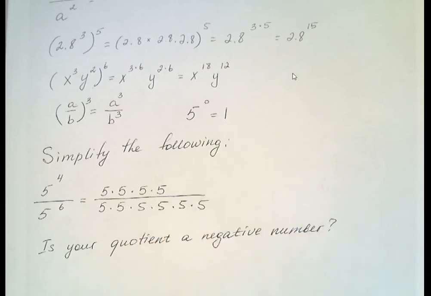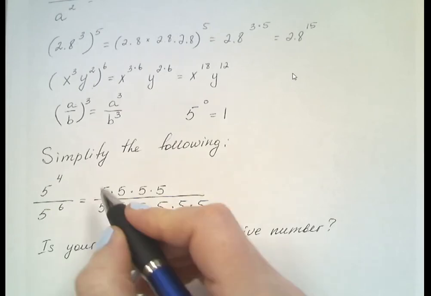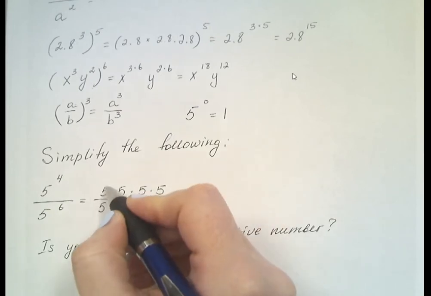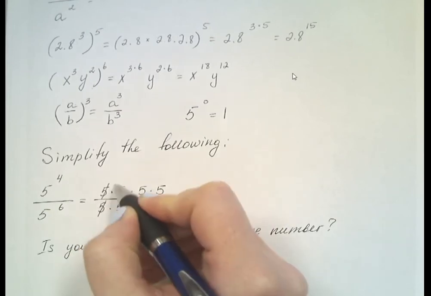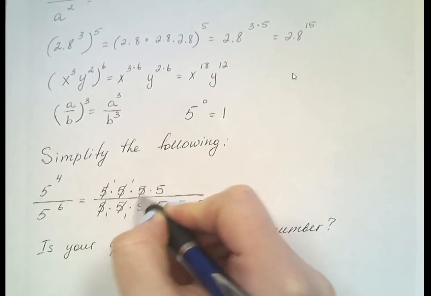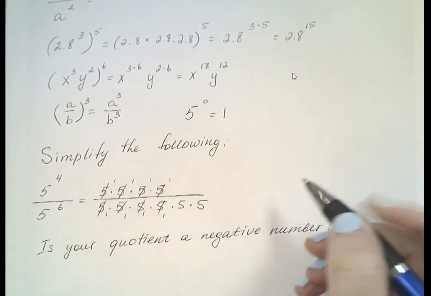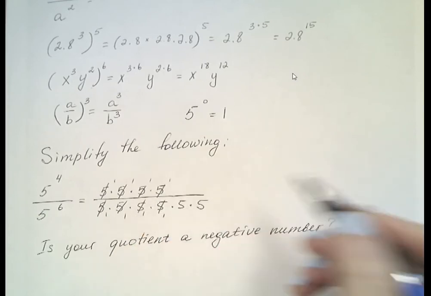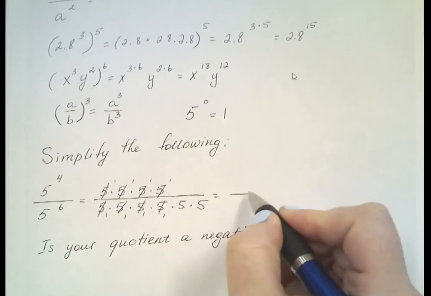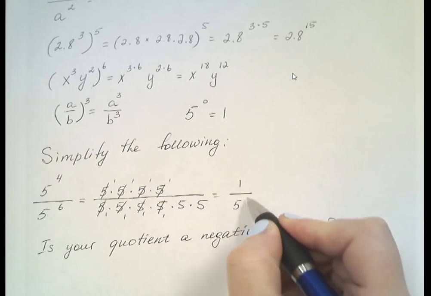Okay. So now, just like in our previous rule, we are going to simplify our 5s that make 1. So this is 1. So what I have left in the numerator is 1, and in the denominator, I have 5 to the second.